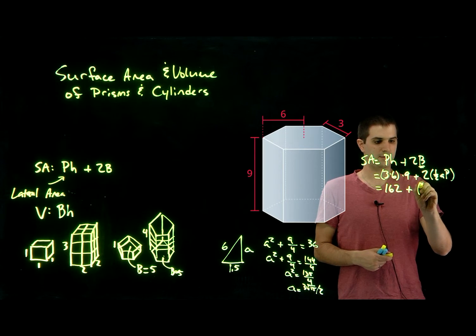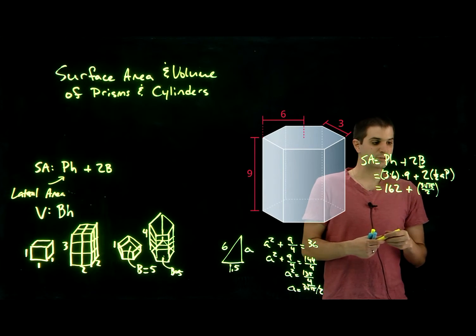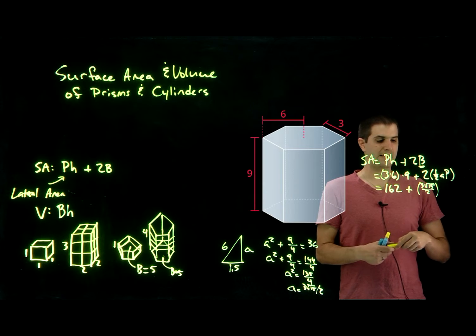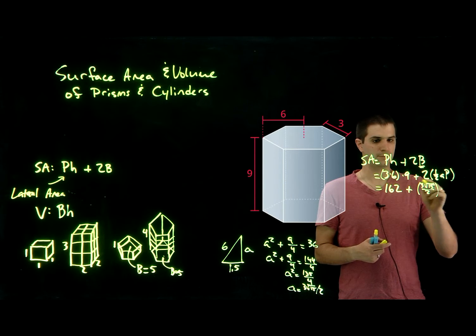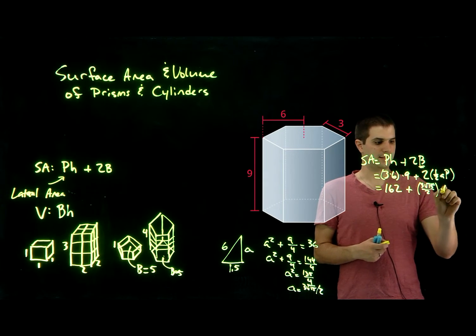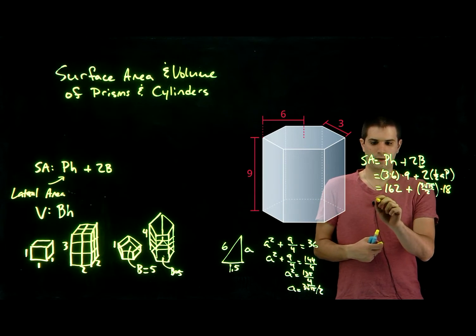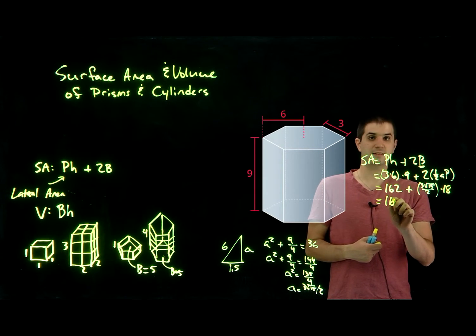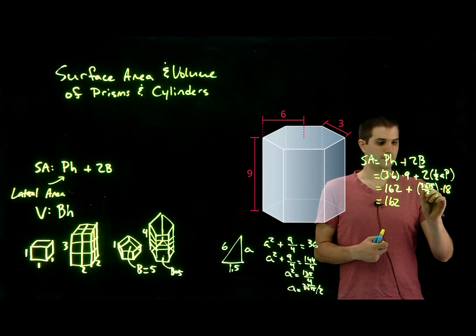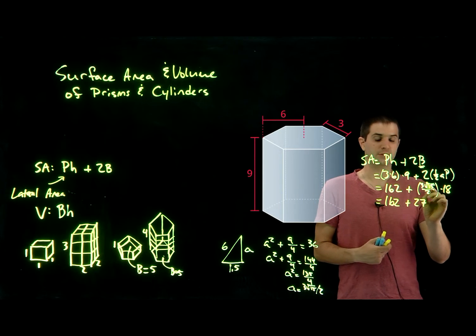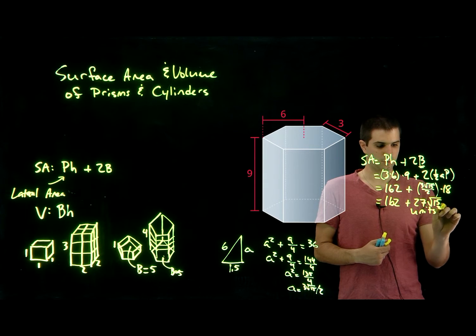So 3 root 15 over 2 times the perimeter. Well, the perimeter is going to be 18, right? Times the perimeter, which is right here, is 18. So this is looking a little bit ugly, but that's okay. 162, and this is going to be 27 plus 27. I got that because this is 1 and 9, so I made this a 1 and this a 9. 9 times 3 is 27 root 15. That's going to be units squared.